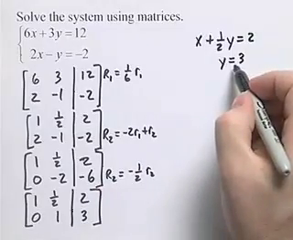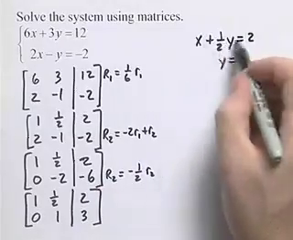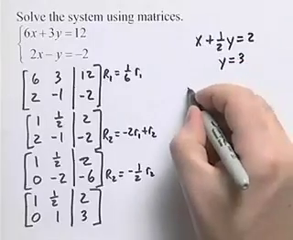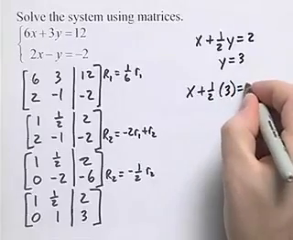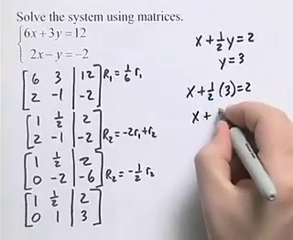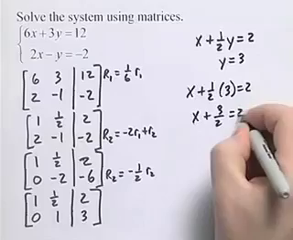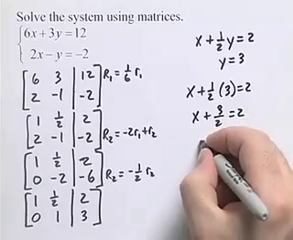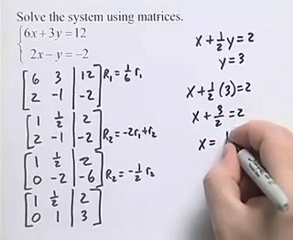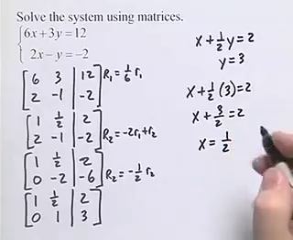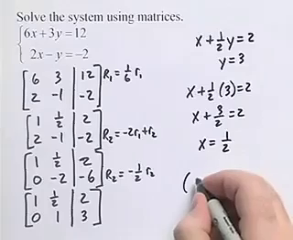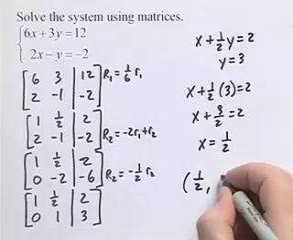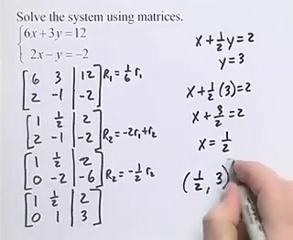Since we know y is equal to 3, we can substitute that back into this equation to find x. x plus 1/2 times 3 equals 2. So x plus 3/2 equals 2. We're going to subtract 3/2 from both sides. We'll get that x is equal to 1/2. Since x is equal to 1/2 and y equals 3, our ordered pair solution is (1/2, 3).